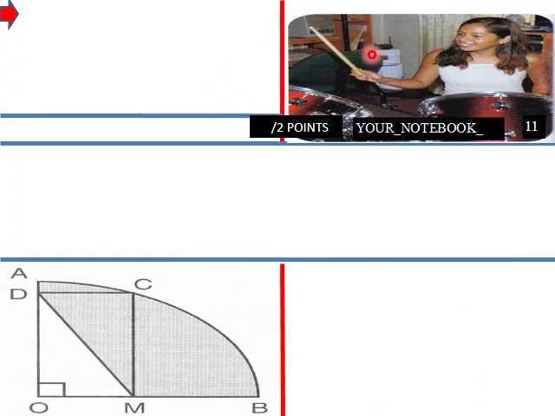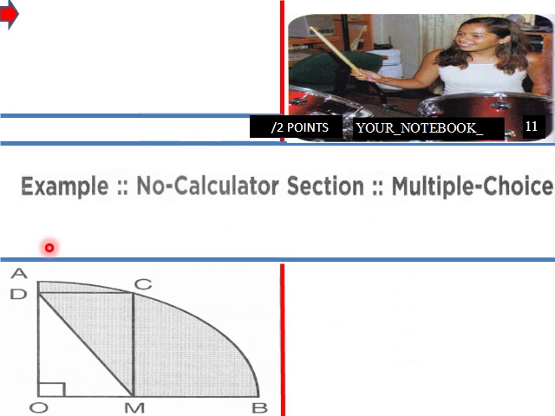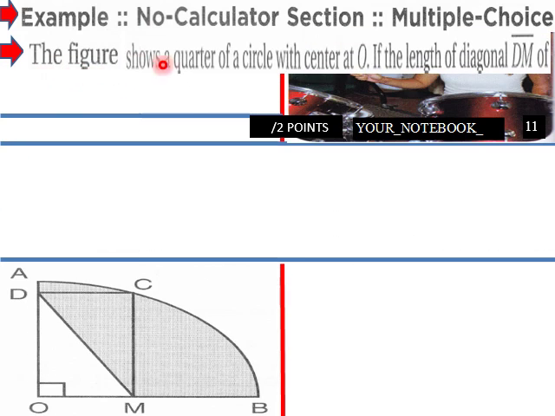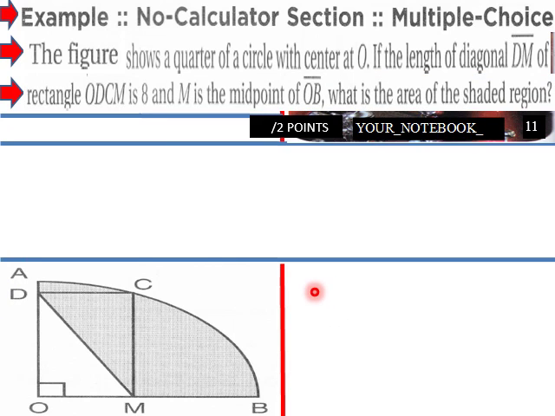Okay, here we go now with page 11 of this lesson. Example, no calc section, multiple choice. The figure shows a quarter circle with center O. If the length of diagonal DM, which is right here, of rectangle ODCM is 8, so the diagonal is 8, and M is the midpoint of line OB, what is the area of the shaded region here, which is this part here?